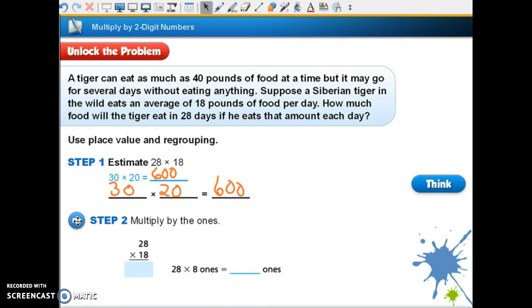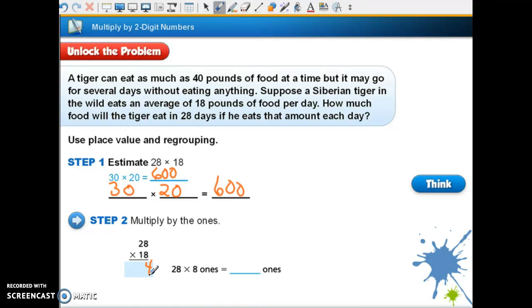Step 2. Now we're going to multiply, and we're always going to start in the ones place. And the ones place is clear to our right. Okay, so we have 28 on the top and 18 on the bottom. The first thing we're going to multiply is the 8 in 18, because that's in the ones place. So what is 8 times 8? 64.